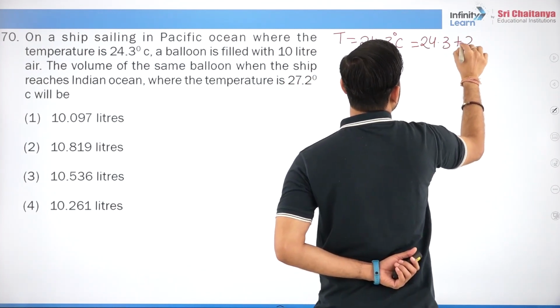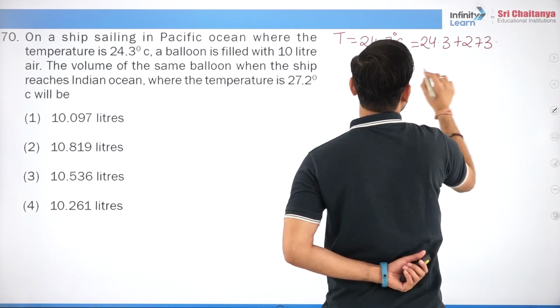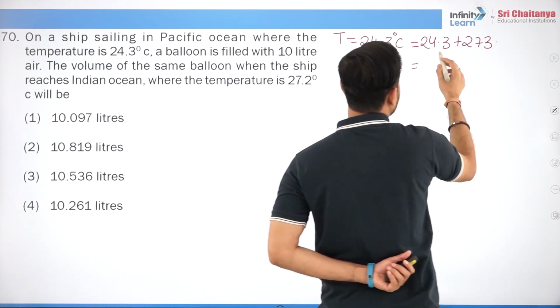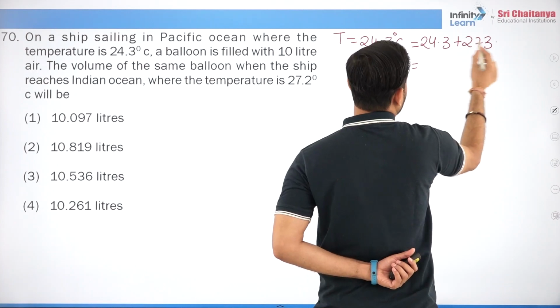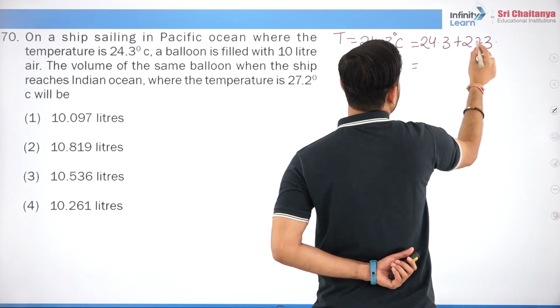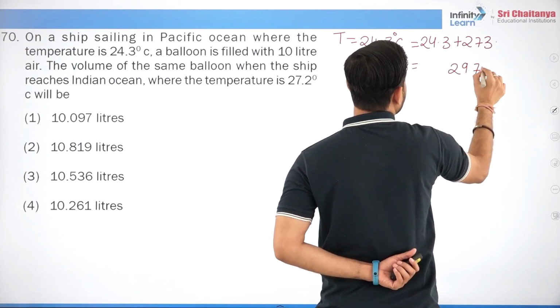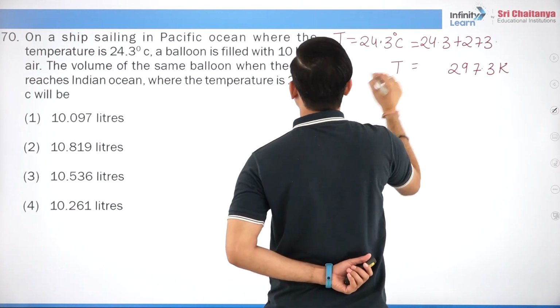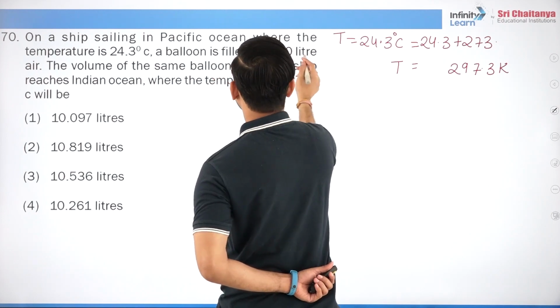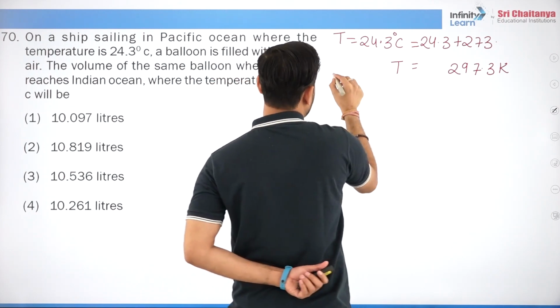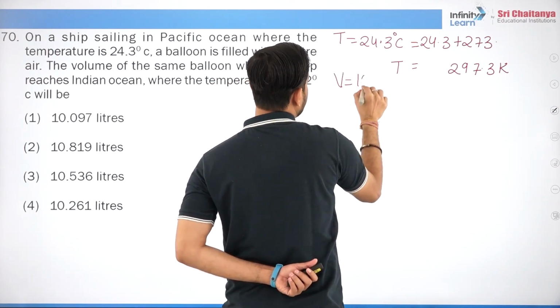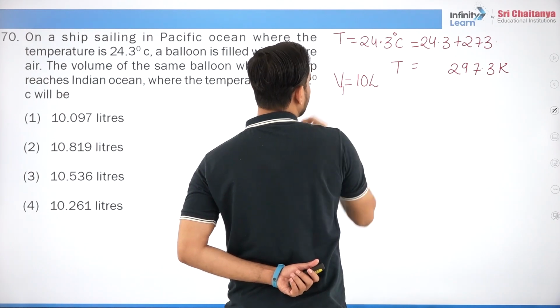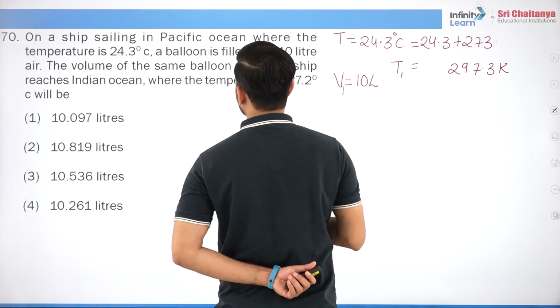24.3 plus 273. Okay, so what will be the answer for this? It is 4 plus 3 is 7, 7 plus 2 is 9, so 297.3 Kelvin. Okay, so this temperature is given to us. A balloon is filled with 10 liter of air, so volume is given as 10 liters. So this can be considered as V1, this can be considered as T1.